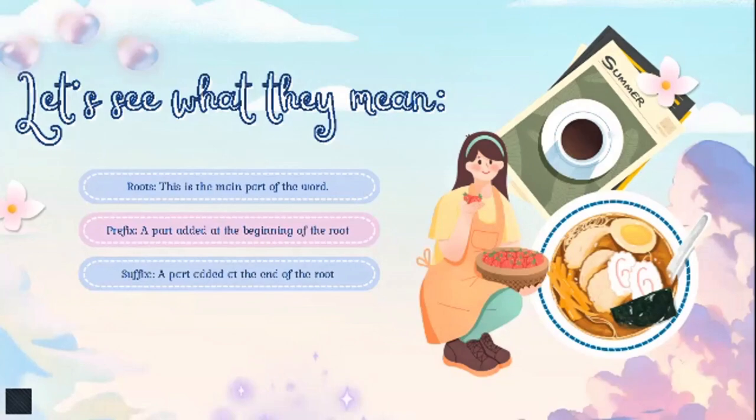I am glad you are asking. Let's see what they mean. Root. This is the main part of the word. It carries the core meaning, like bio. Prefix. A part added at the beginning of the root to create a completely new word, like sym. Suffix, a part added at the end of the root to create new ways to use the word, like sis.